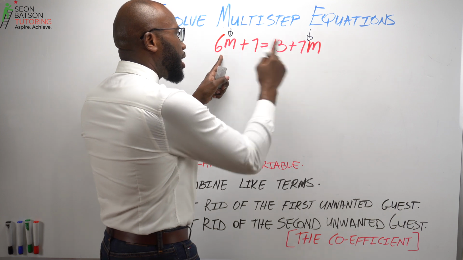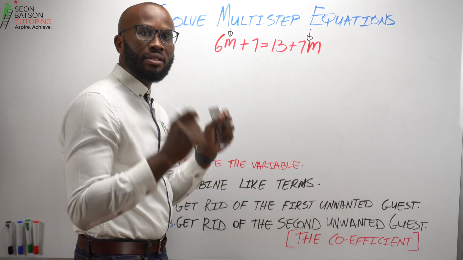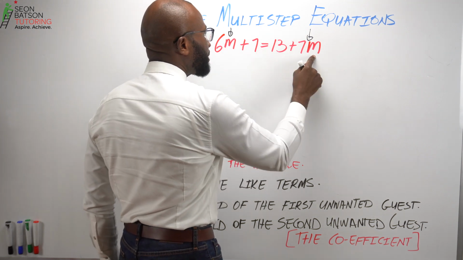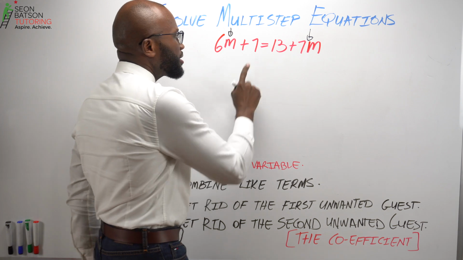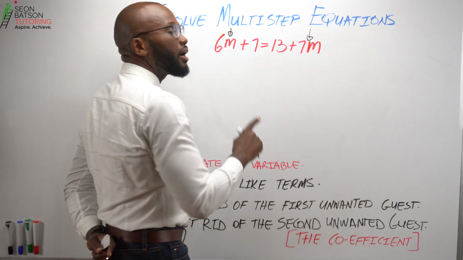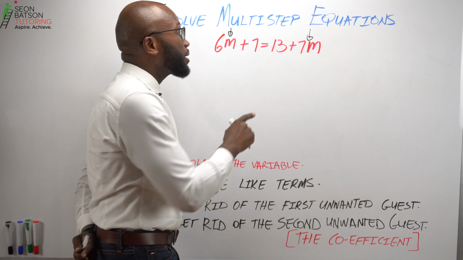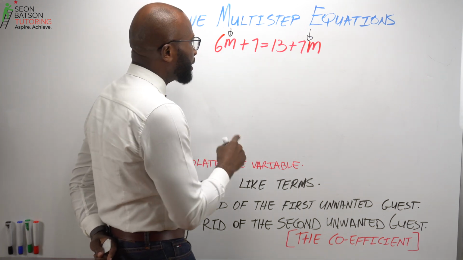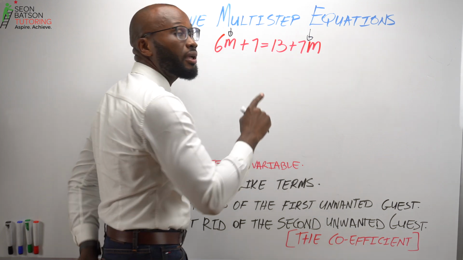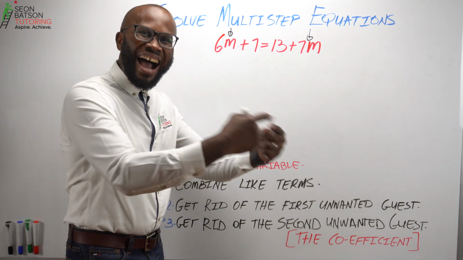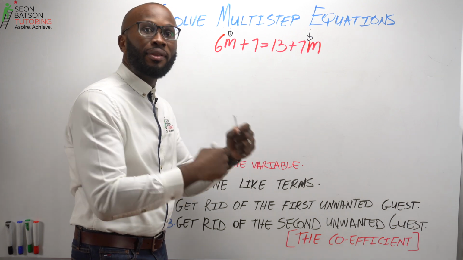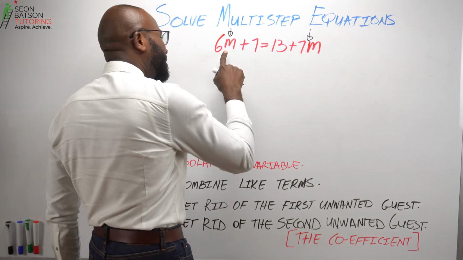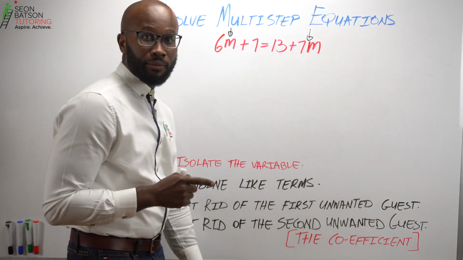6m and 7m are alike because they have the same variable. Therefore, we can combine 6m and 7m. Now note, 7 and 13 are like terms as well because they are integers. So if we want to, we can combine 7 and 13 first. However, I like to combine the terms that have variables first. Yes? Therefore, we will combine 6m and 7m first.